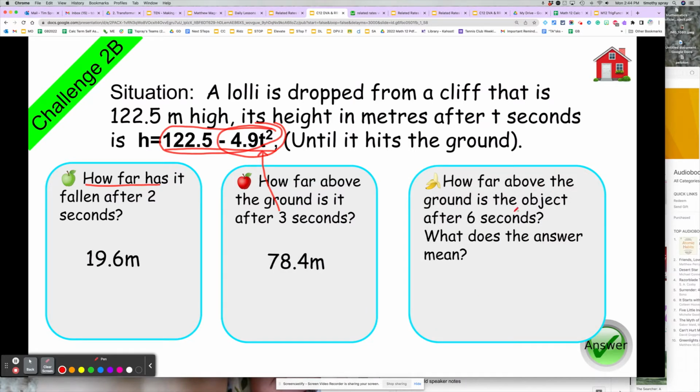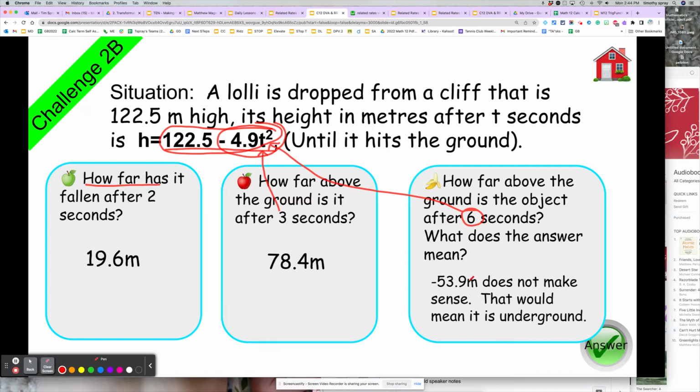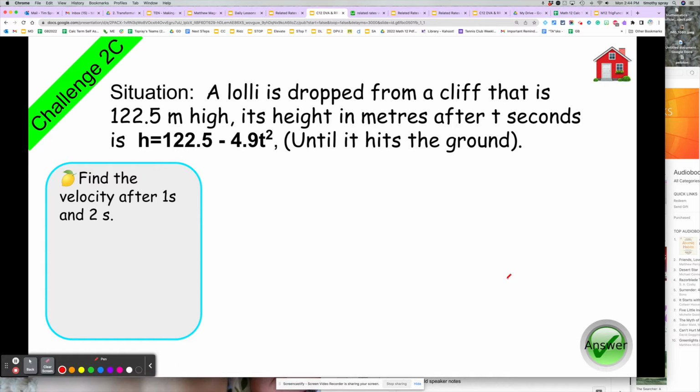And how far above the ground is the object after 6 seconds? So what we're going to do, once again, is we're going to put that 6 in right there. And when we calculate it, we end up getting a negative number, which we should interpret as not making sense, which means that it's underground is what it would mean. It's not actually 53 meters under the ground. It just means that our question didn't make sense, that lolly is not burning a hole through the ground there. Okay, so those are some sort of warm-up questions.